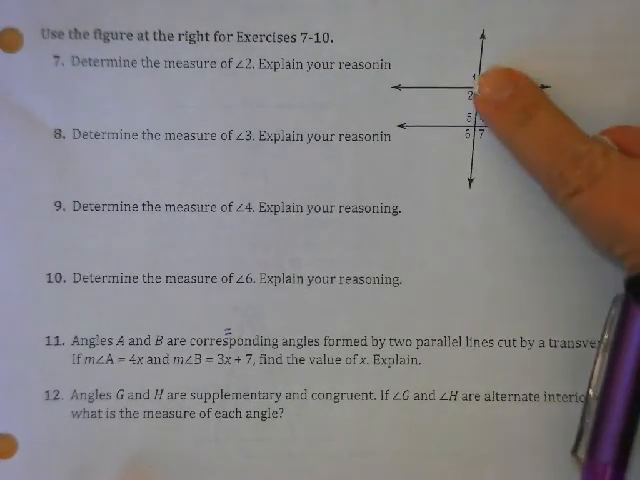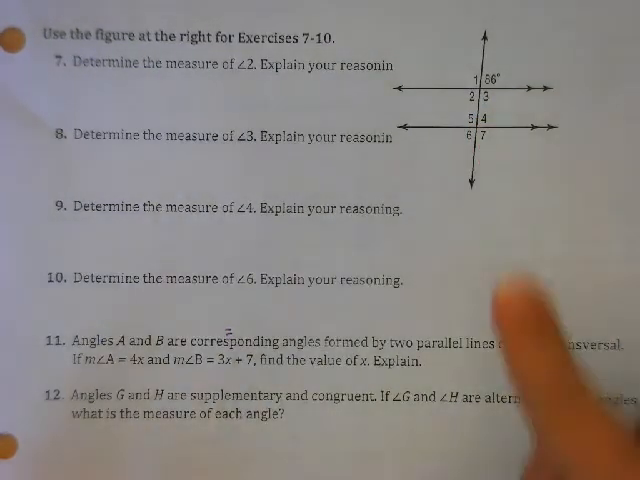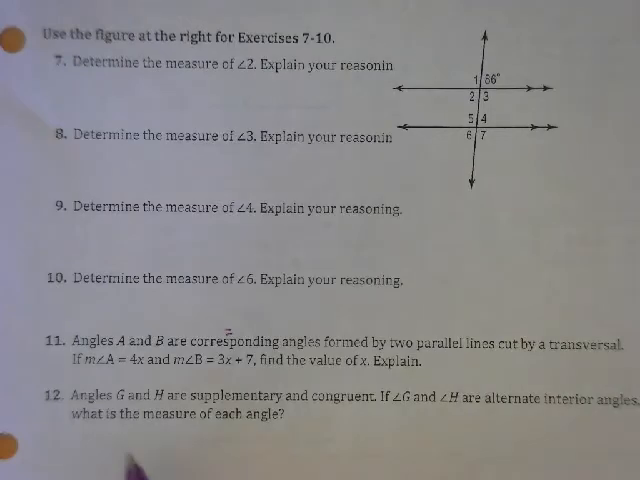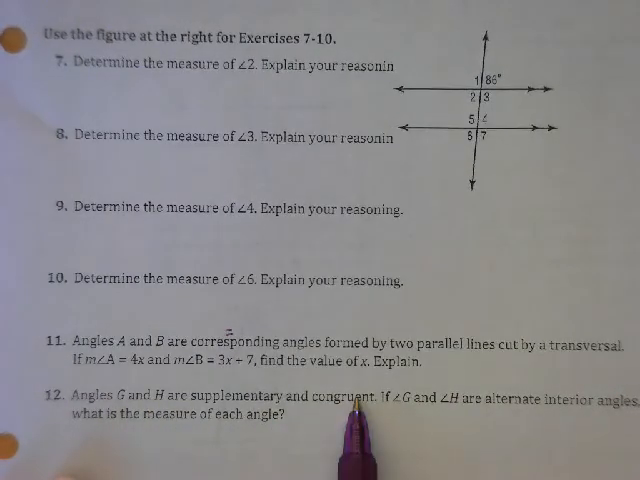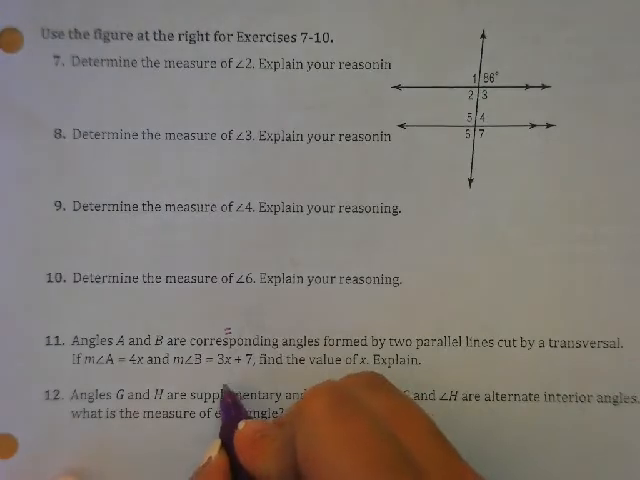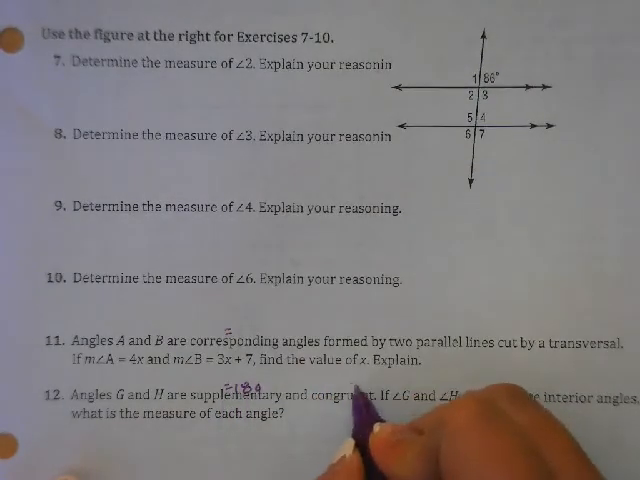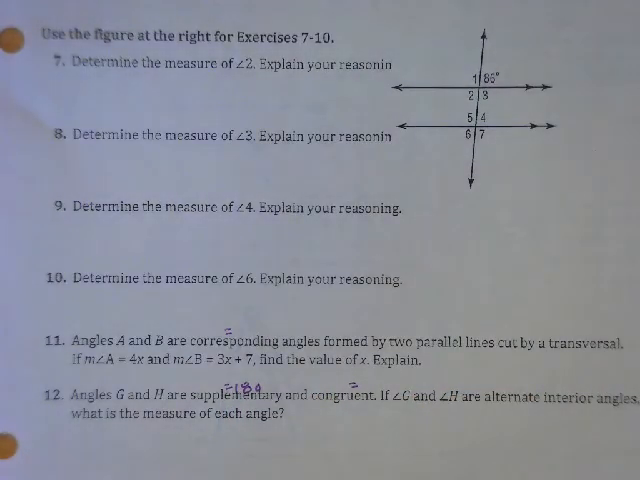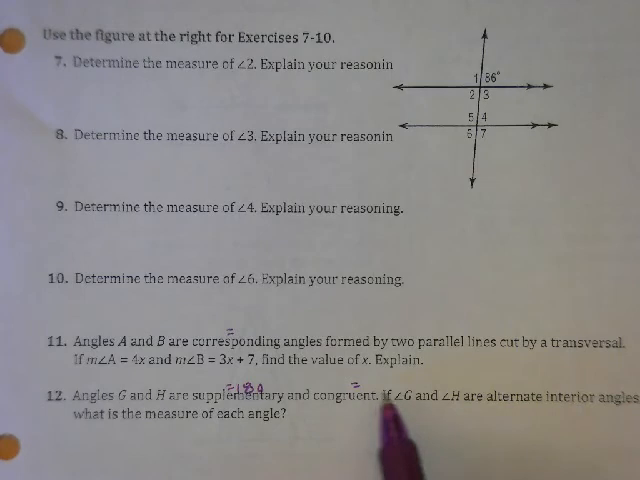So maybe like angle 1 and angle 5. Not on this picture, but just as a reference. And then here we have F and G are supplementary and congruent. So that means they equal 180 and they are equal. They are alternate interior. Alternate interior are equal. So what's the measure of each one?